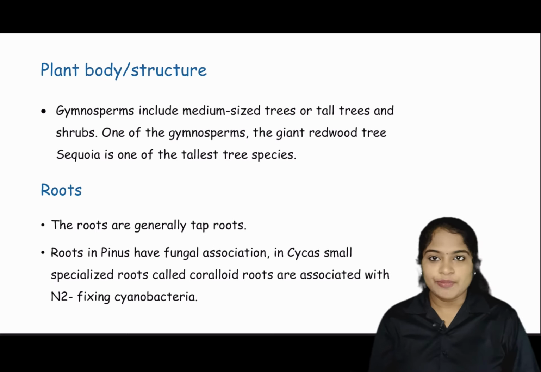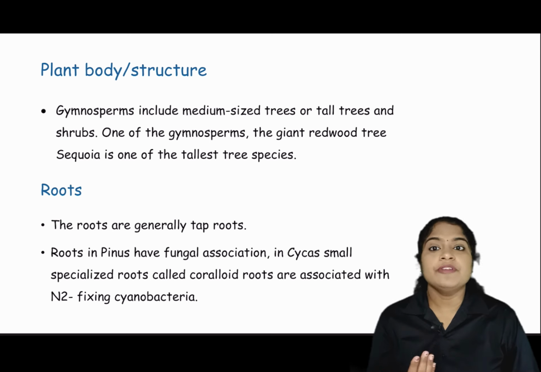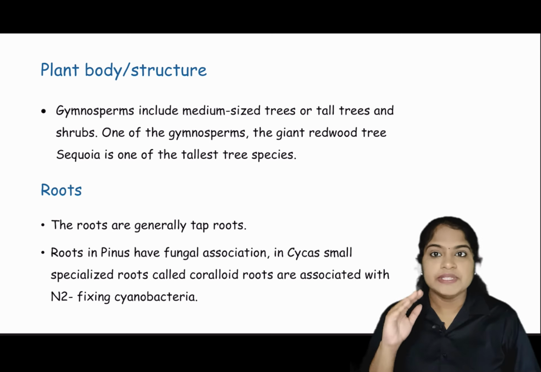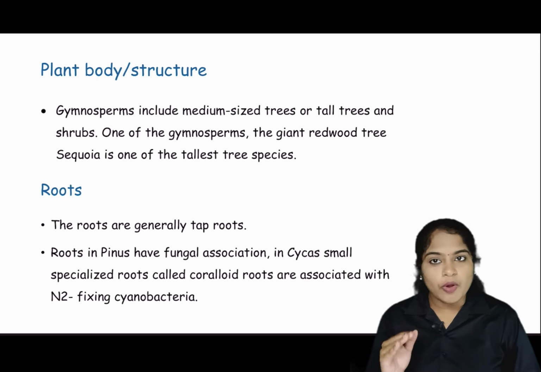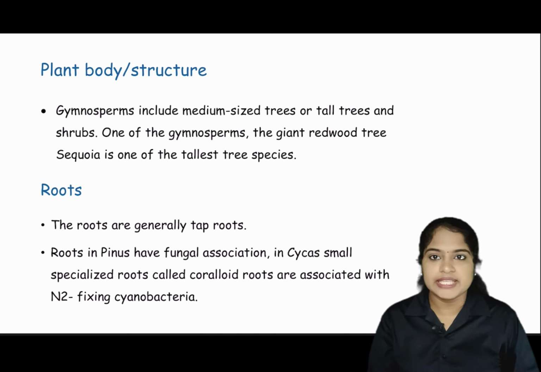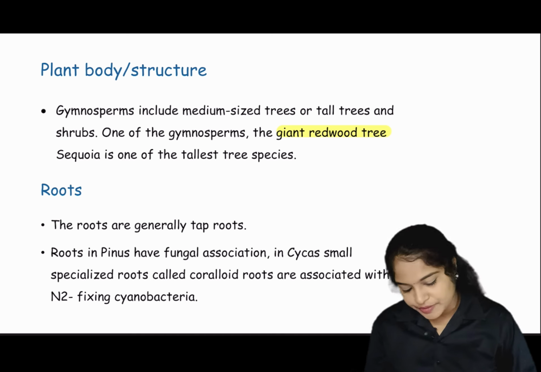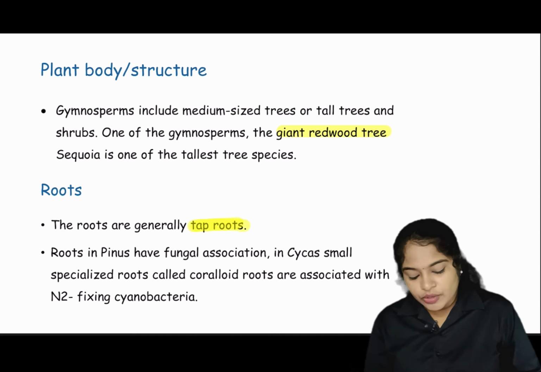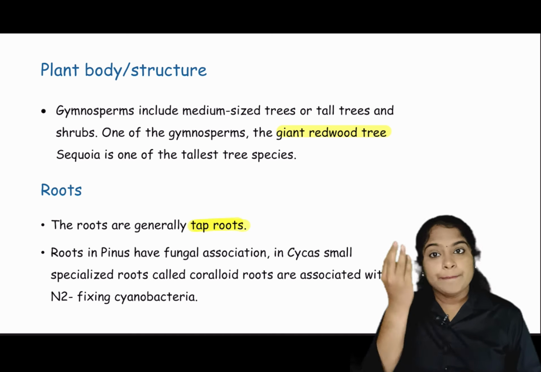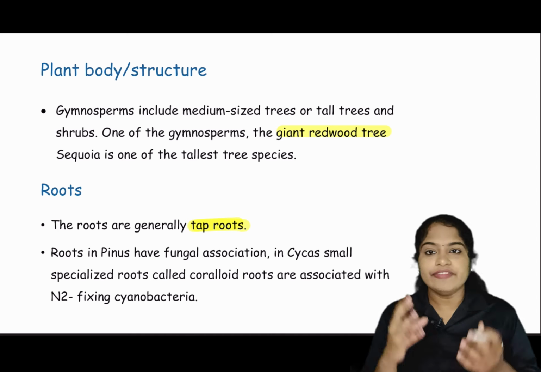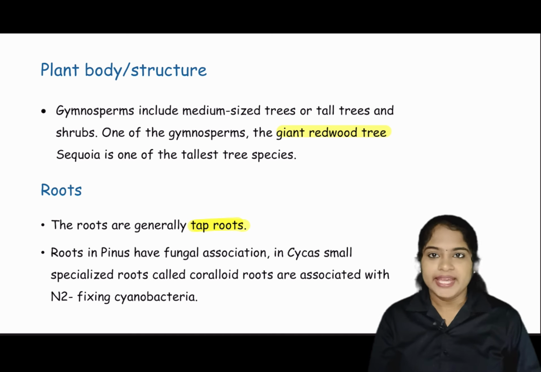Now coming to the plant body structure of Gymnosperms. Gymnosperms plant body varies from herbs, shrubs and trees. So from small herbs to large trees it is present. Like the giant redwood tree is present, they are one of the largest plant species present on earth. Now coming to the root system. The root system is mainly taproot system. A primary large root system will be there from where branches of roots will be arising.